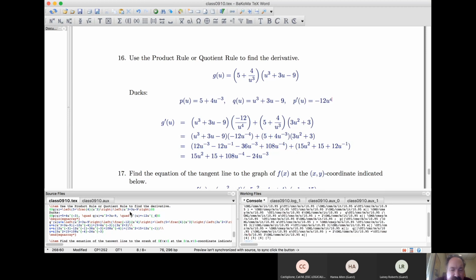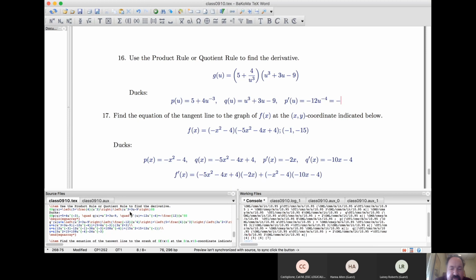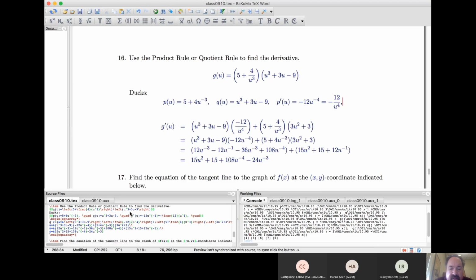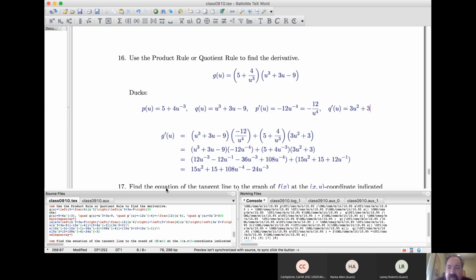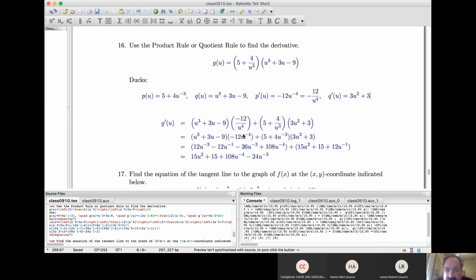But that's the same as minus 12 over u to the 4th. So you can write it either way. And then finally, q prime of u is 3u squared plus 3, using the power rule and also the sum rule, taking derivatives of these individually. Okay, so now putting it all together, so this times this plus this times this, again written as a fraction.